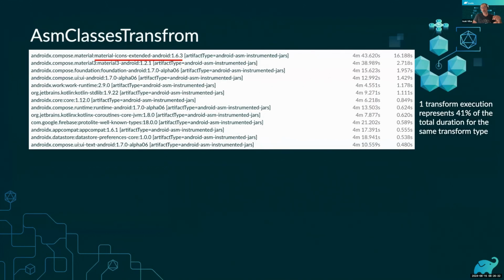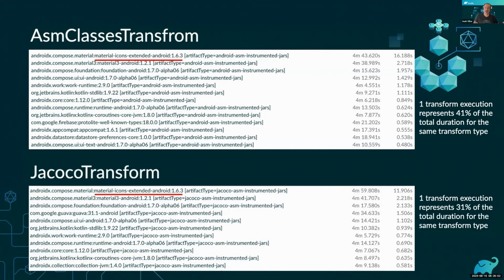For instance, for the ASM classes transform type, we noticed that the same dependency represented 41% of the aggregated duration for that transform type. It's only 16 seconds, right? But still, it represents 41%. Something is going on. And finally, the Jacoco transform confirmed it: the same dependency, only 11 seconds, still represented 31% of the aggregated duration for the same type. So definitely, this dependency had something that is affecting the duration of the different transforms.